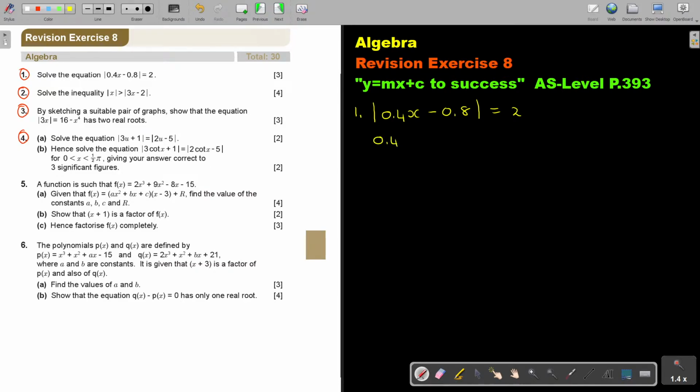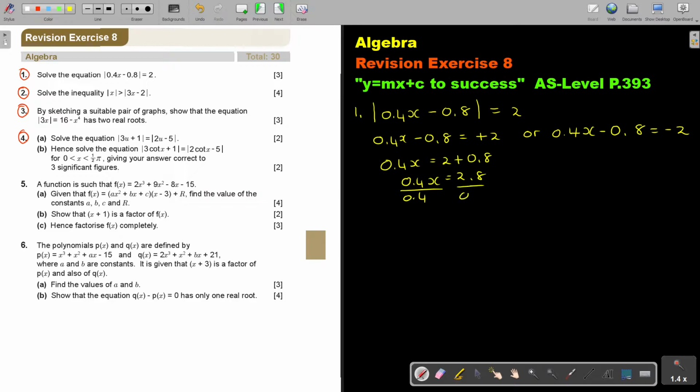So it's 0.4x minus 0.8 is positive 2. You don't have to write the positive. Or 0.4, oh, it seems to me I forgot that x, sorry. Luckily I see it when I was rewriting it. Okay, 0.4x minus 0.8 is equal to negative 2. Okay, so it's 0.4x equals 2 plus 0.8. So 0.4x equals 2.8.